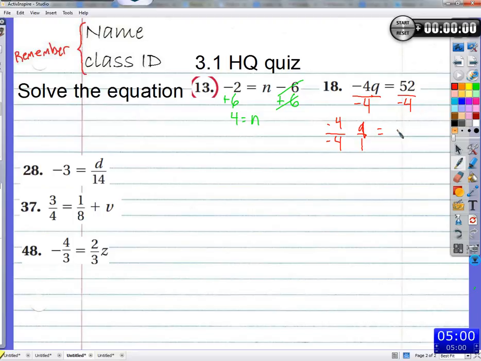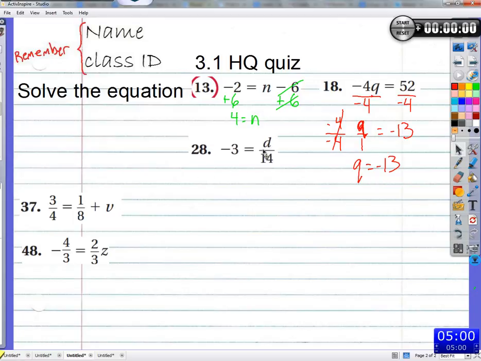See, 52 divided by negative 4, I think, was negative 13. Correct me if I'm wrong. Negative 4 divided by negative 4, what is something divided by itself? 1. Always 1. As long as it's divided by exactly itself, it makes 1. Q is equal to negative 13, because we have 1 times Q. And 1 times Q is just Q. We want 1 times Q plus nothing else. That's what we want to get by itself. Next is 28.